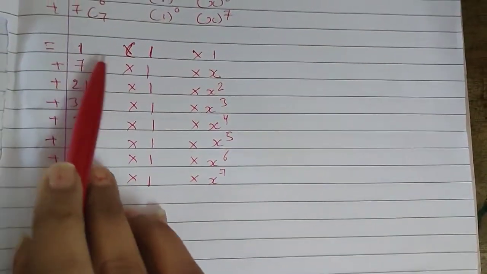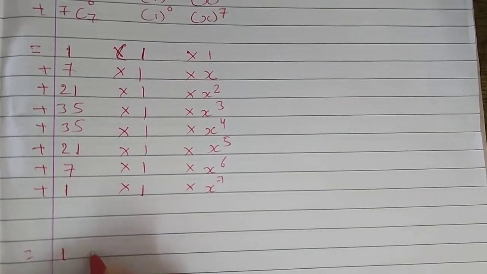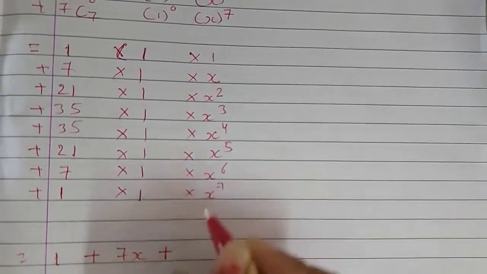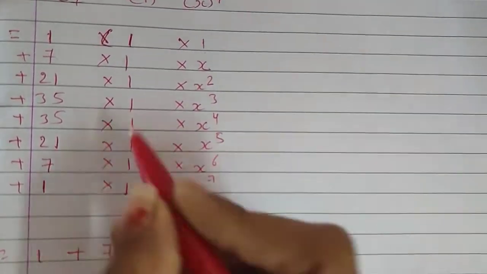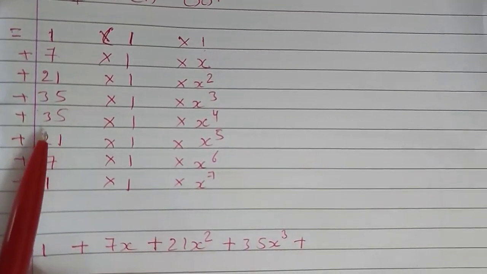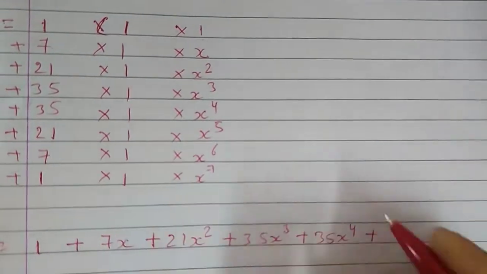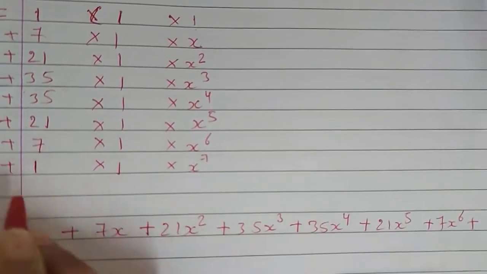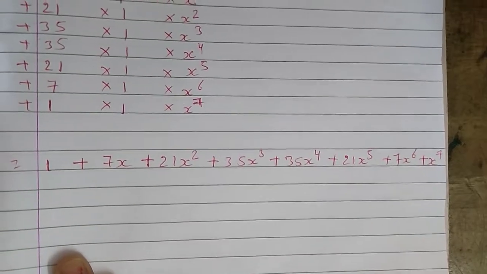Now directly we will get our answer. So the first term here will be 1, plus 7 into x, so 7x, plus 21 into x square, so 21x square, plus 35 into x cube, so 35x cube, plus again 35x raised to 4, 21x raised to 5, plus 7x raised to 6 and plus x raised to 7. So this will be my answer.